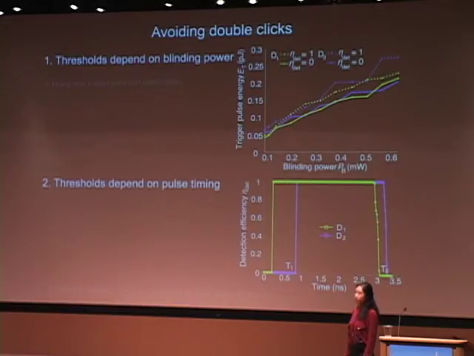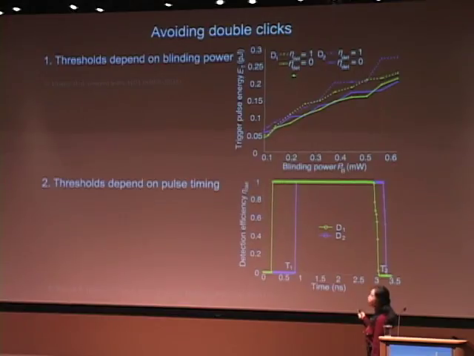Firstly, we can exploit the fact that the detection threshold actually depends on blinding power. Here are the testing results in a commercial system. In this testing, we have 2 thresholds for detector 1, as shown in green curves, and then another threshold for detector 2 in blue curves.